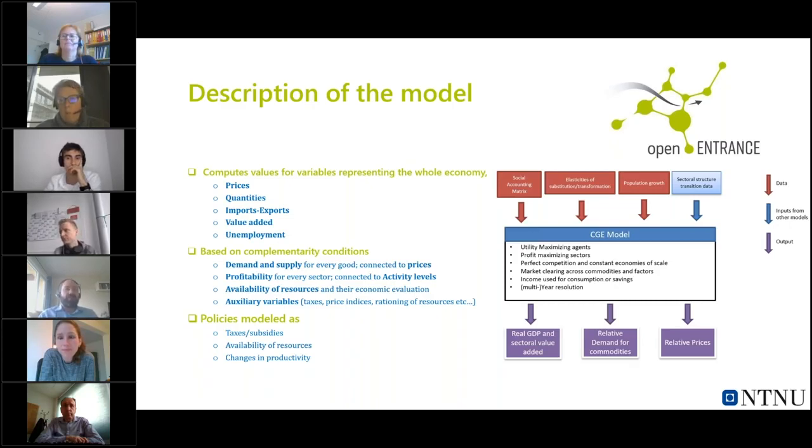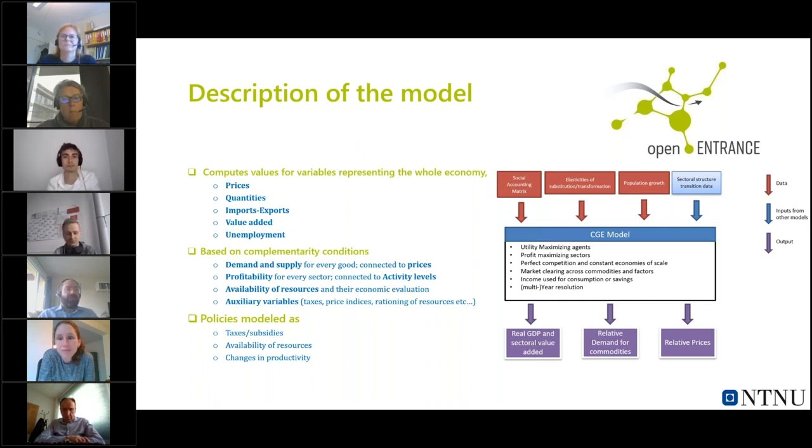The computations are made based on what is called complementarity conditions. So what it does, it ensures that supply and demand of each commodity are balanced through prices. So the prices are the devices that ensure the balancing between supply and demand, and also it ensures that every sector that doesn't have a positive profitability, so that is at loss, will not operate.